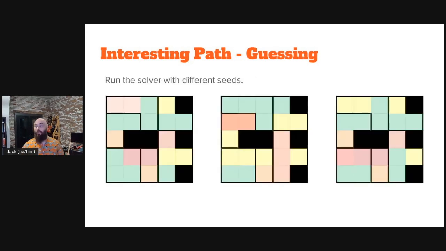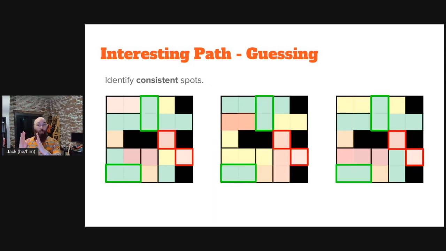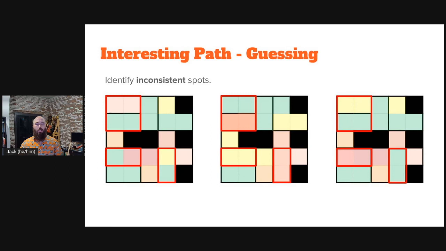And then, a game that does have guessing, like Knotwords, you would want to run the solver with multiple different seeds. And then we look at consistent spots like, this part is always pretty easy for the solver to figure out. This part is weirdly always very challenging for the solver to figure out. And then look for inconsistent spots, right? Depending on the way that you're approaching it, where you're coming from, these parts are really inconsistent. They're either really hard or they're arbitrarily easy.